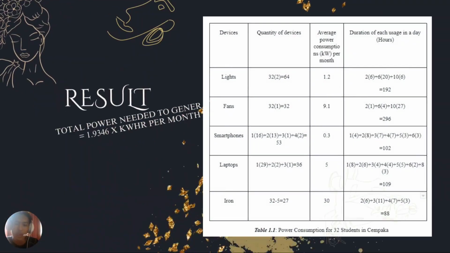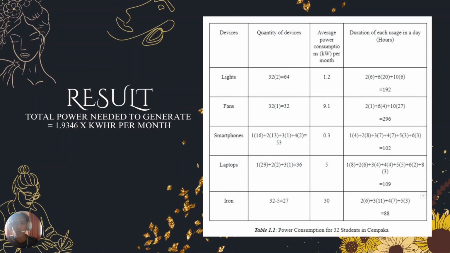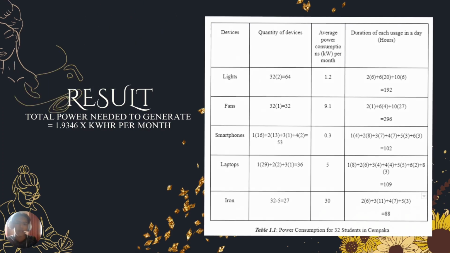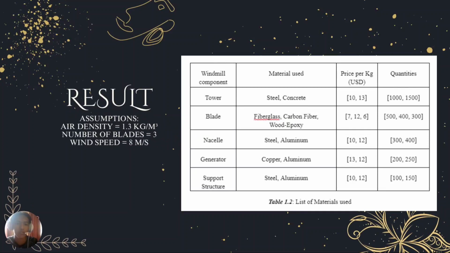And here are the results that we attained from the poll itself, by creating a Google Form that was distributed to the Cempaka residents. Here is the result of the total power needed to generate for 32 residents of Cempaka. It requires 1.9346 kilowatt hours per month to generate almost all the energy that was sampled and collected through the Google Form itself. And the data we also estimated from the design of our own model.